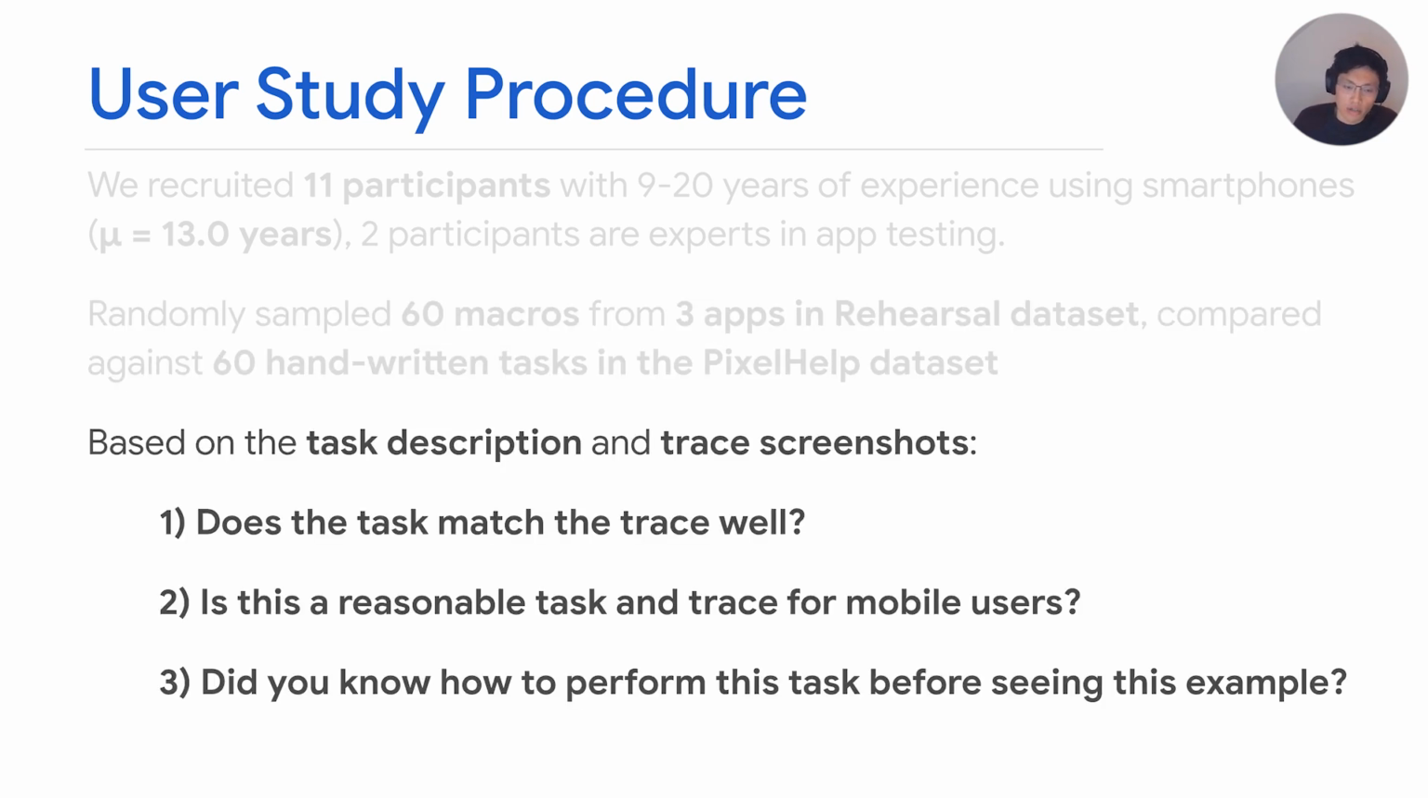We show our users the task descriptions and the screenshots of UIs in each step of the task and ask them 3 questions for each task. First, we ask them if the task description matches the trace well, which measures the validity of the description and the trace. Second, we ask them if the tasks in the trace are reasonable for mobile users, which measures the reasonableness of the task in the context of the app. And finally, we ask them whether they can perform the task before seeing the example, which measures how novel the task is for them.